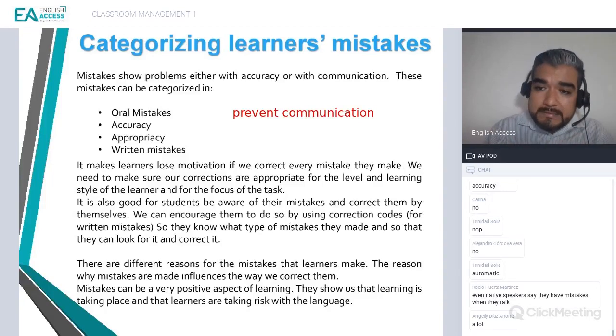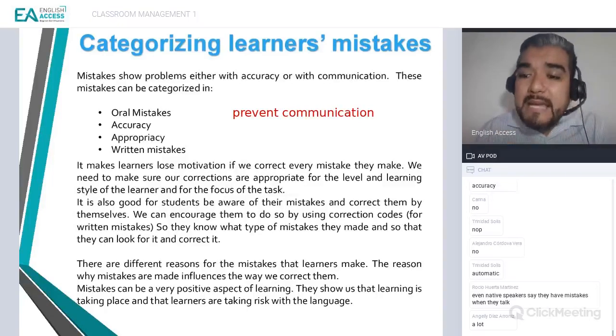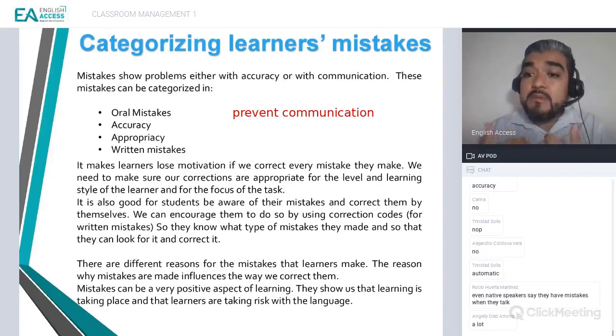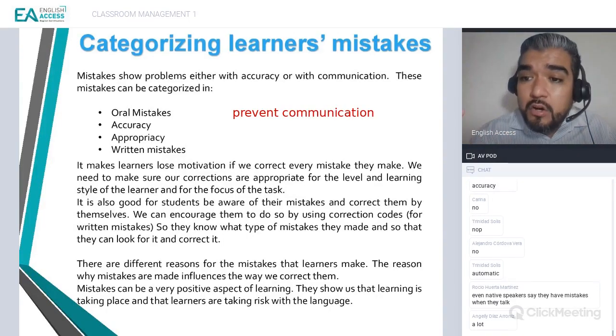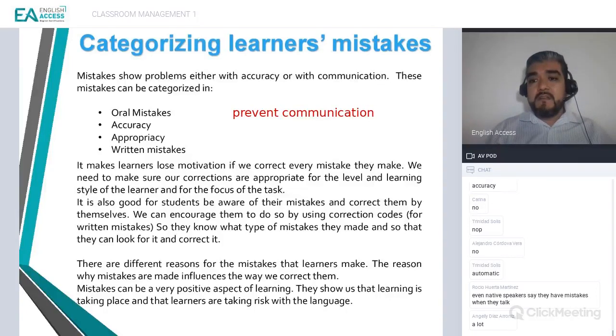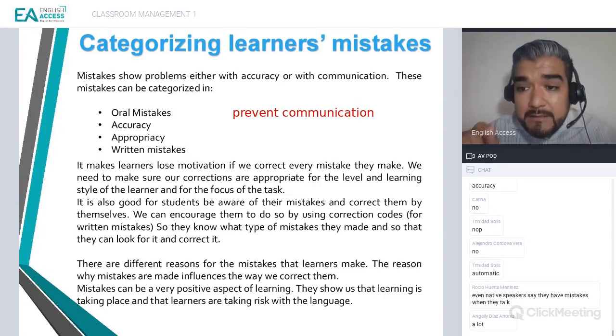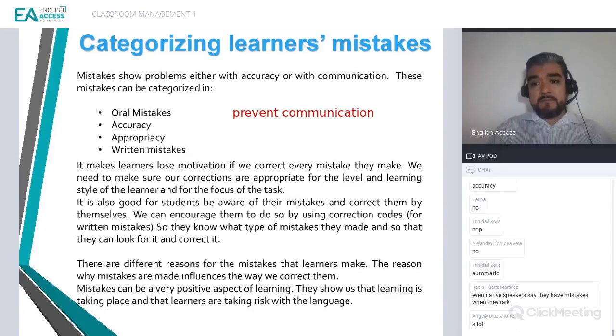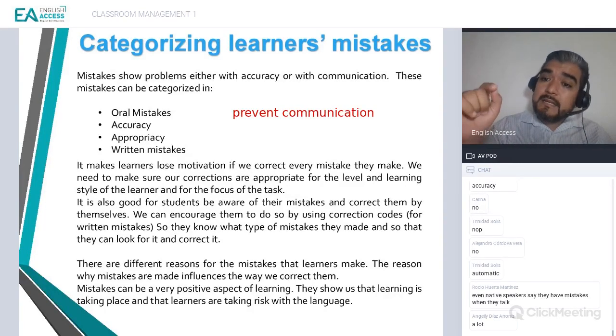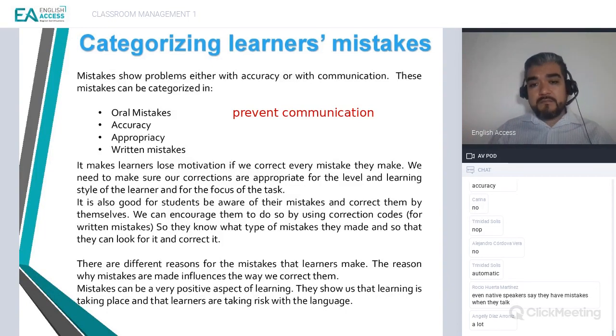When we work on accuracy, we need to point out the mistakes, but we want our students to reflect on the type of mistakes. The most difficult is that your students identify the mistakes by themselves. But if they identify the mistake by themselves, then they can correct it by themselves. And that's the most difficult. But I'm going to show you a strategy right now.